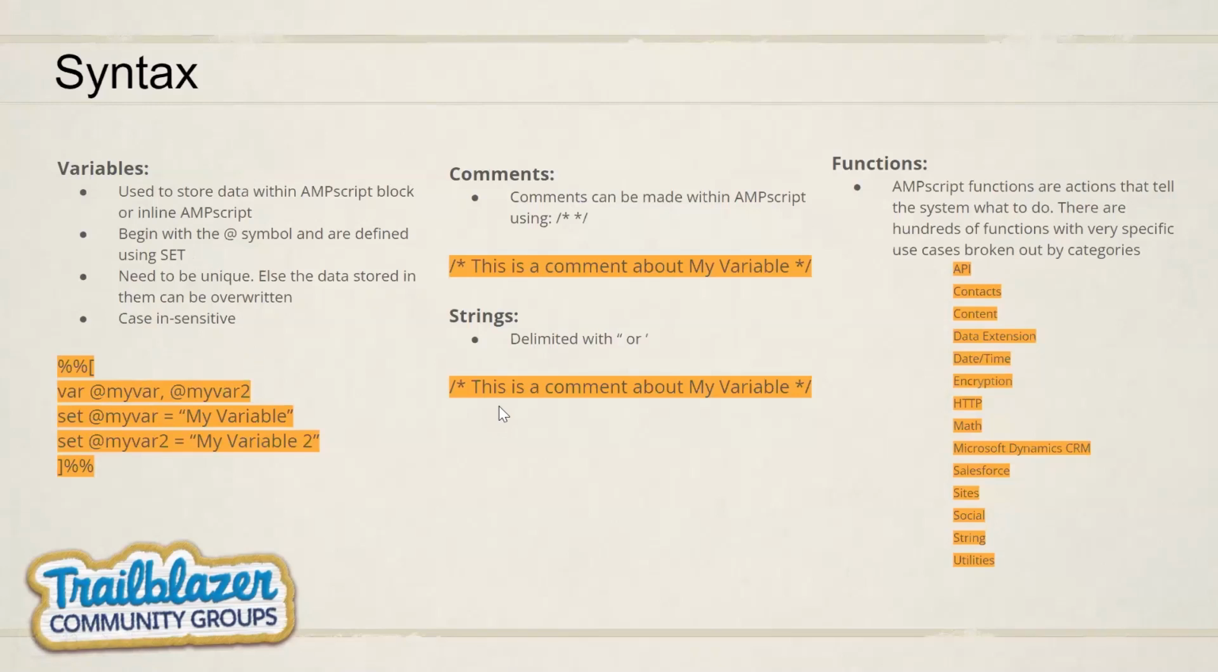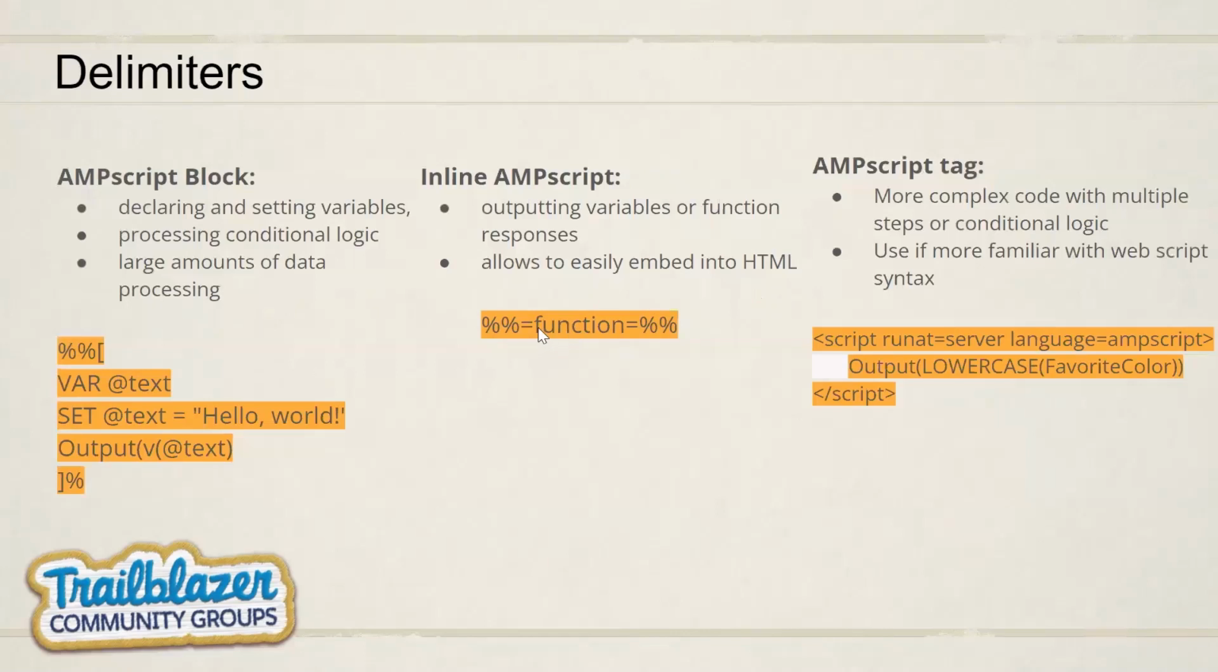And for the comments, we can simply include them within slash and star symbols. The strings can be encapsulated within double quotes or single quotes. And the functions, we can call these functions within the AMPscript block or the inline AMPscript. As we have seen here, we can simply call the function. If it is just one function call, we can use %% equal to and call the function.